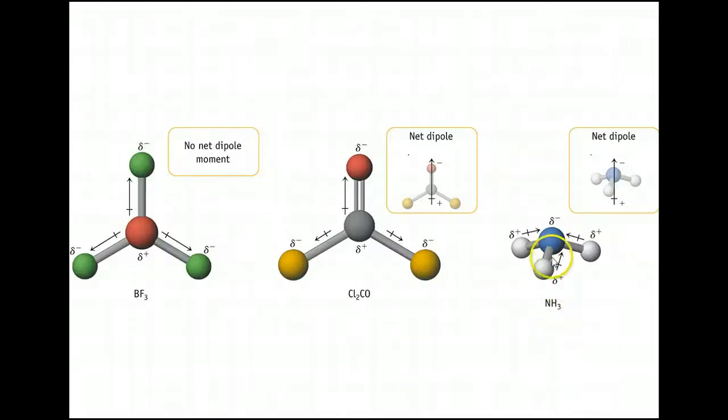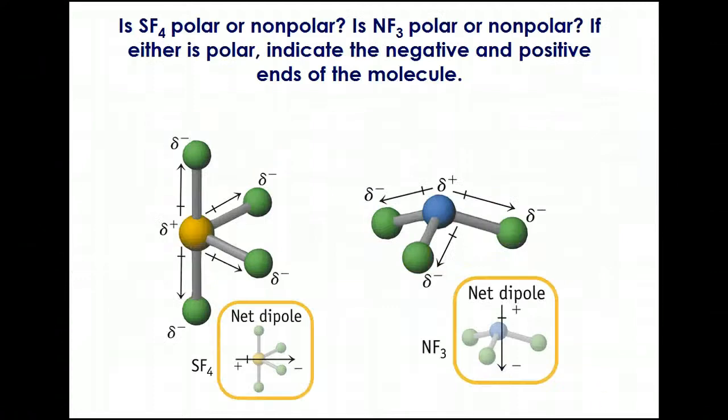With ammonia, nitrogen is our more electronegative atom, and so we see that the polarity is going towards that nitrogen atom. The hydrogens are going to be more positive, and so we see that all of the arrows are pointing towards nitrogen. So that one is going to be much more negative than the 3 hydrogen atoms, and so it too will be polar.